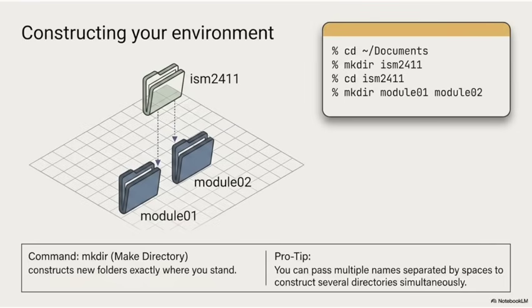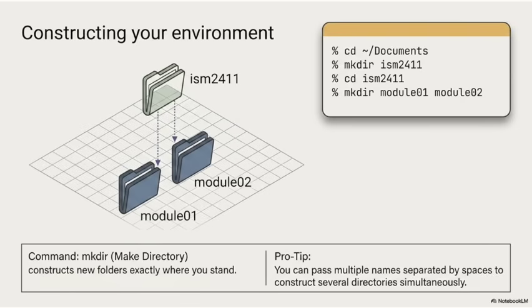mkdir, or make directory, constructs new folders exactly where you stand, instantly. There are no dialog boxes or right-click menus. The workflow shown on this slide: navigate to your documents, run mkdir ISM2411, navigate to the new directory, then run mkdir module01 module02, which creates two subdirectories simultaneously with a single command. Both appear instantaneously.